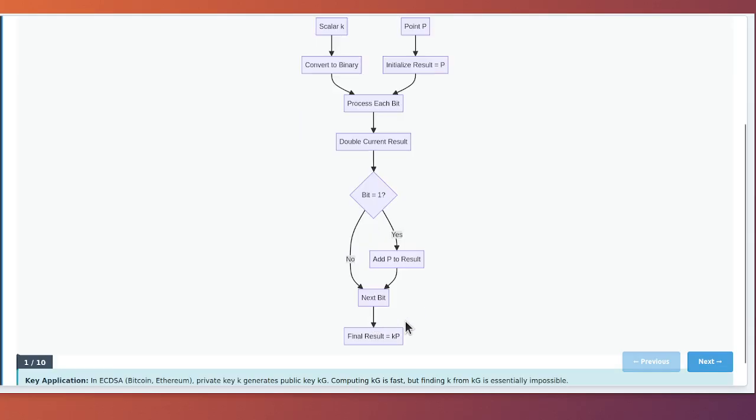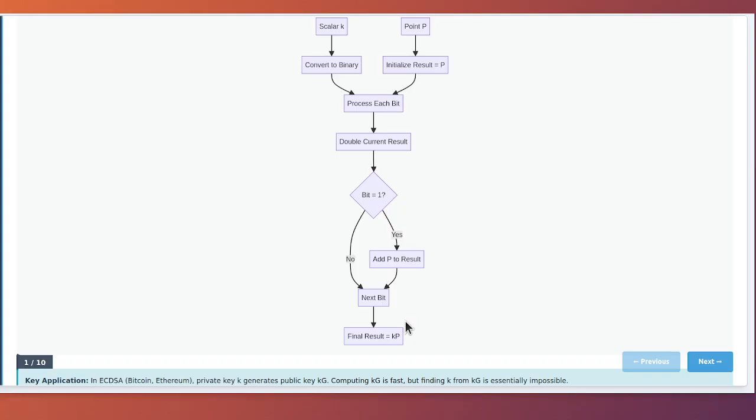Scalar multiplication means adding a point to itself multiple times. If P is a point on an elliptic curve and k is an integer, the scalar, then kP means P plus P plus P, k times. For example, 5P equals P plus P plus P plus P plus P. Simple concept, but the naive approach of repeatedly adding P would be impossibly slow for the huge numbers used in cryptography. Imagine adding a point to itself a billion times.